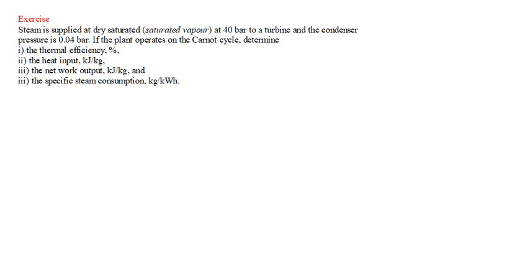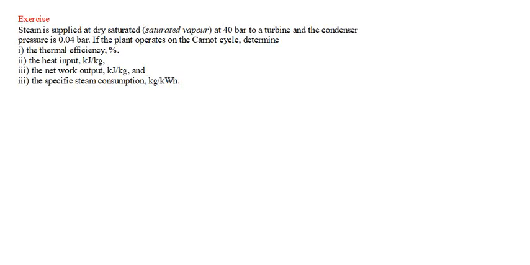So guys, now we are going to do a very simple exercise based on the Carnot steam cycle. So let us look at the properties of this Carnot cycle. Steam is supplied as dry saturated. Okay, dry saturated meaning saturated vapor. In the textbook, we refer to it as dry saturated. But previously, when we learned thermodynamics, that was also referred to as saturated vapor.